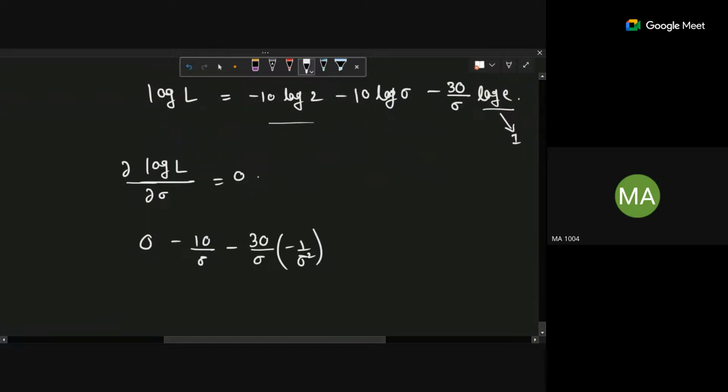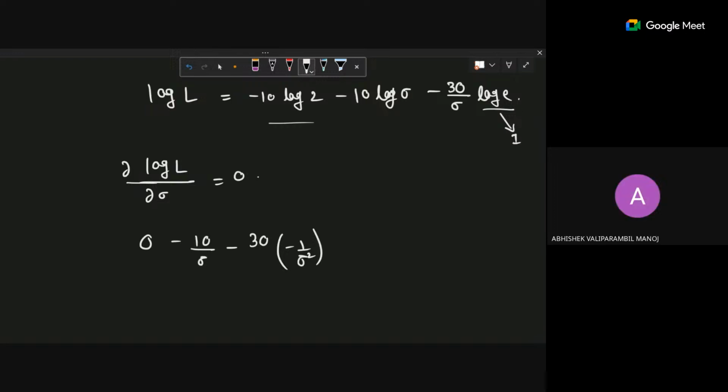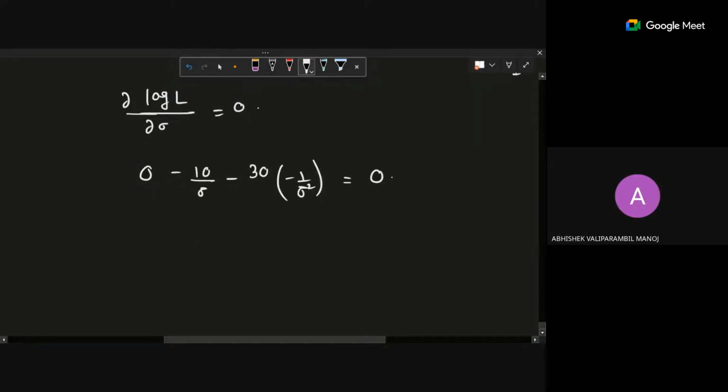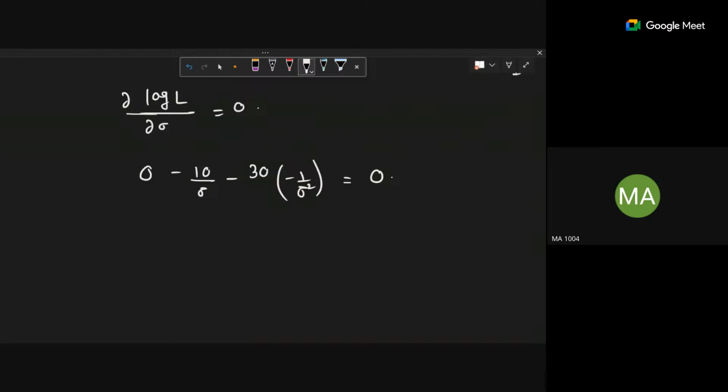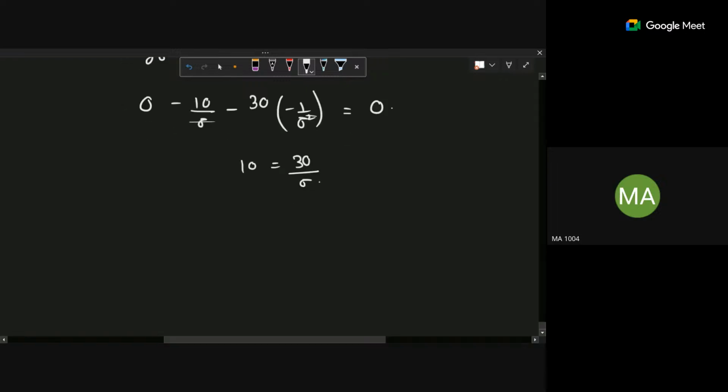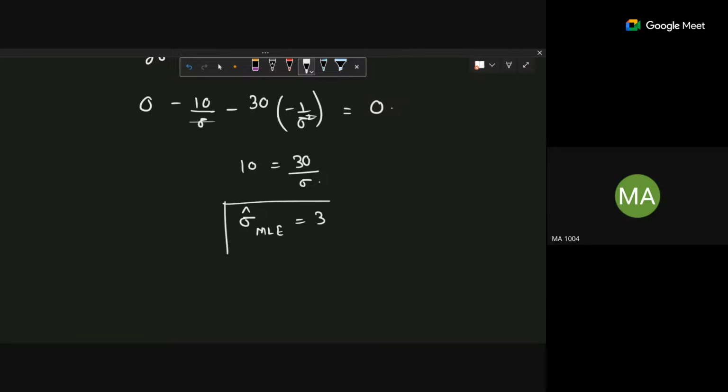Oh, sorry. Isn't it 1 by sigma? Yeah, correct. By mistake I wrote x there. Okay, then just solve it. This square will get cancelled, and this 10 is equal to 30 by sigma. Okay, done. Sigma is equal to 3. My MLE estimator is 3. Fine.